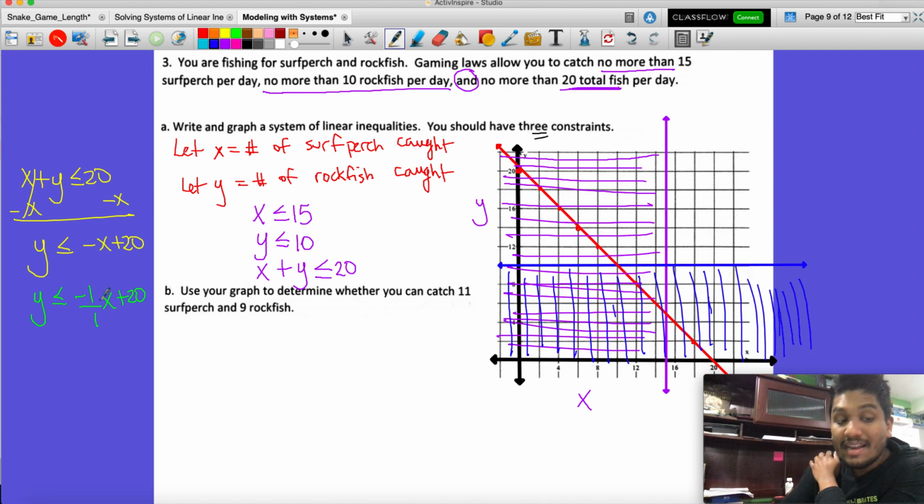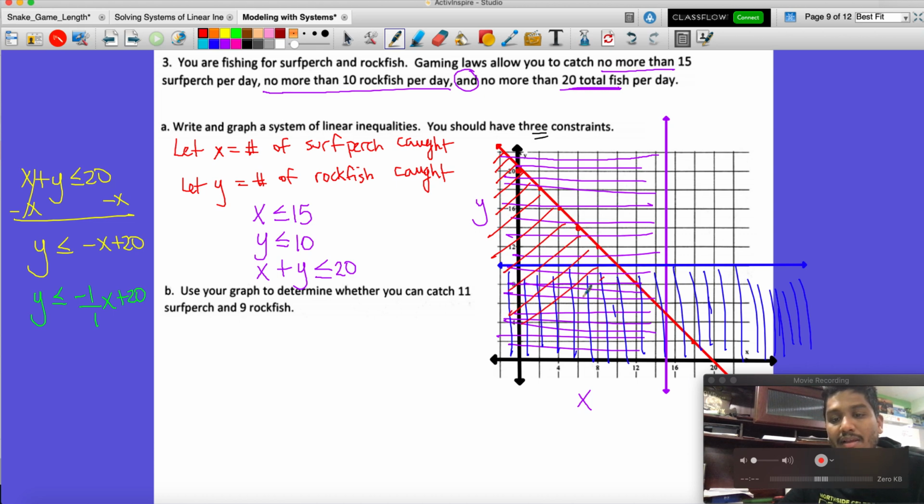Now the last one is this diagonal line here in red. We're going to do a less than, so we're going to shade below. Remember, if you're reading the graph from left to right, we're going to be shading below. So that's down here. I'm going to come up here and just come straight down like this. Maybe you might be able to see where that intersection might lie already.